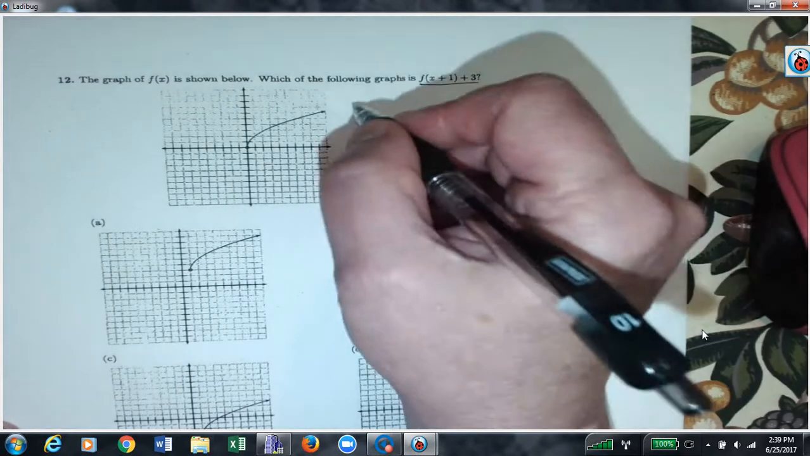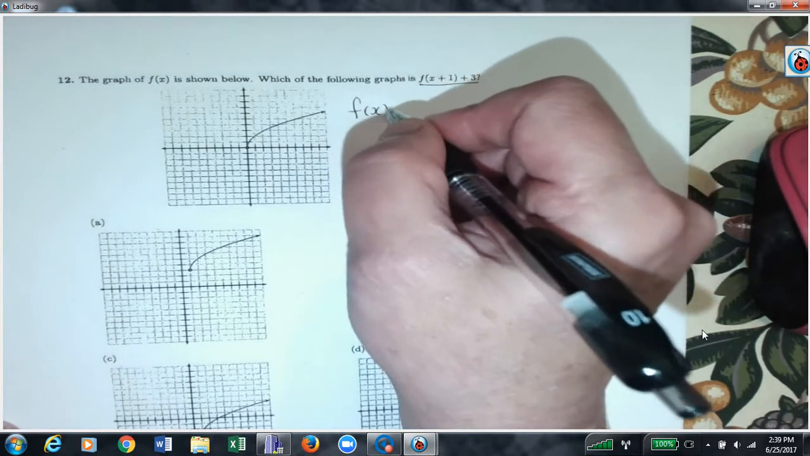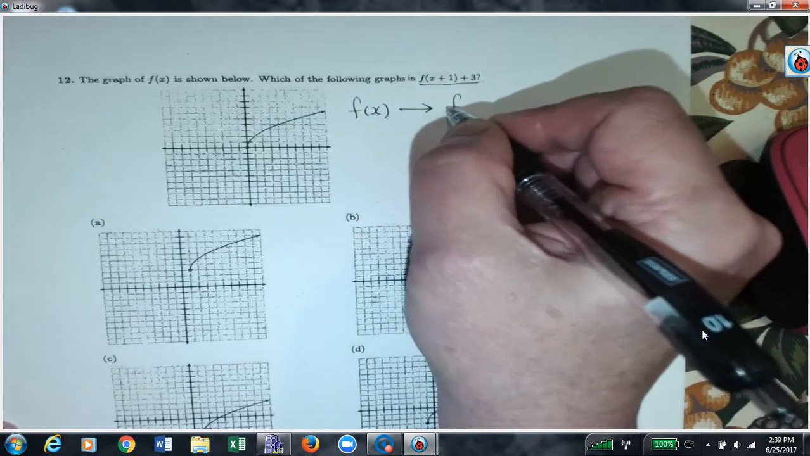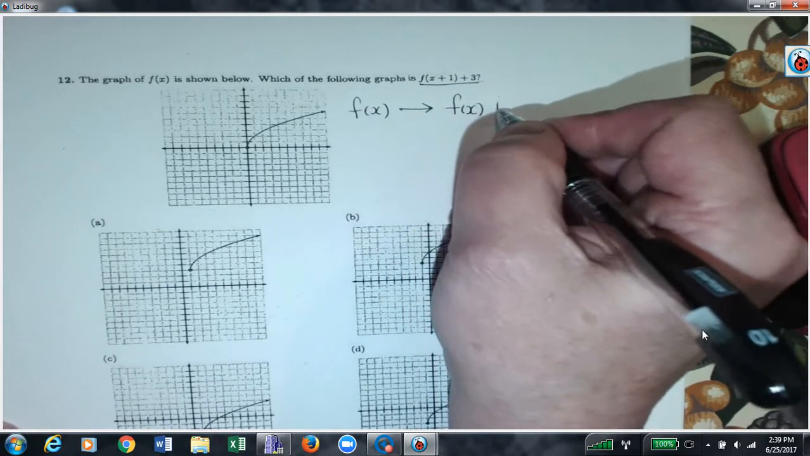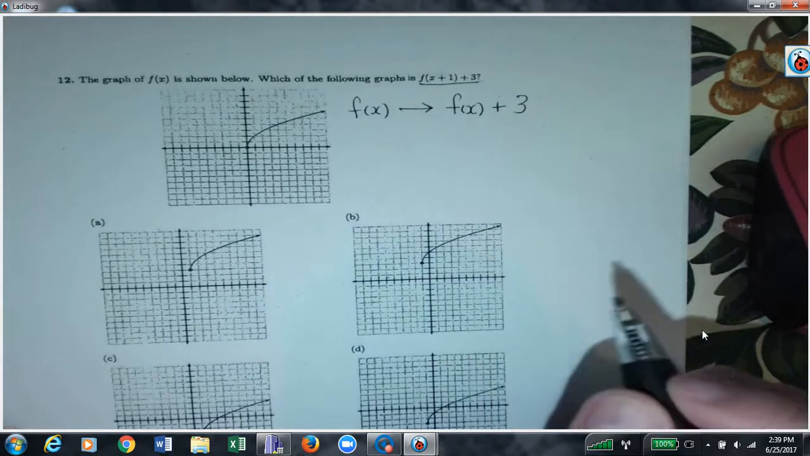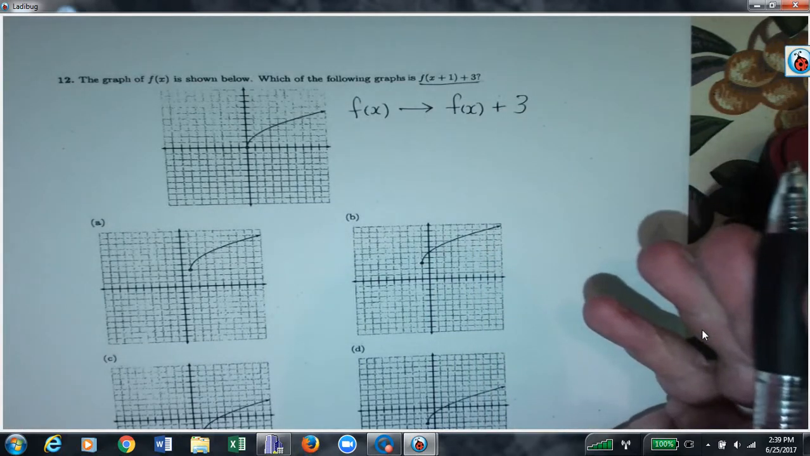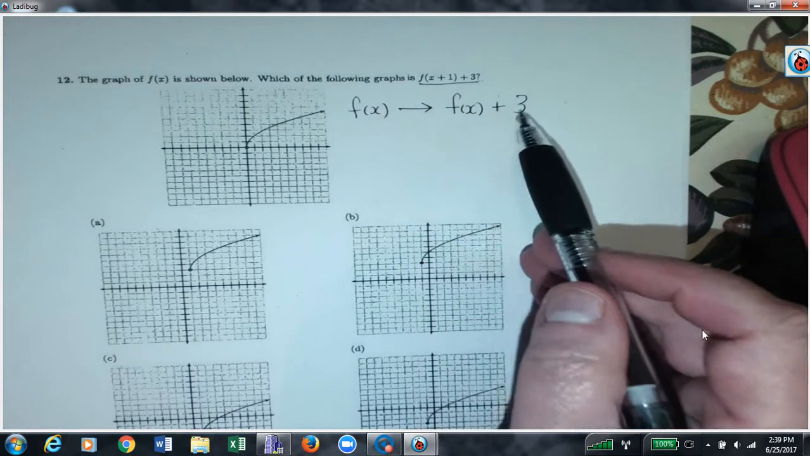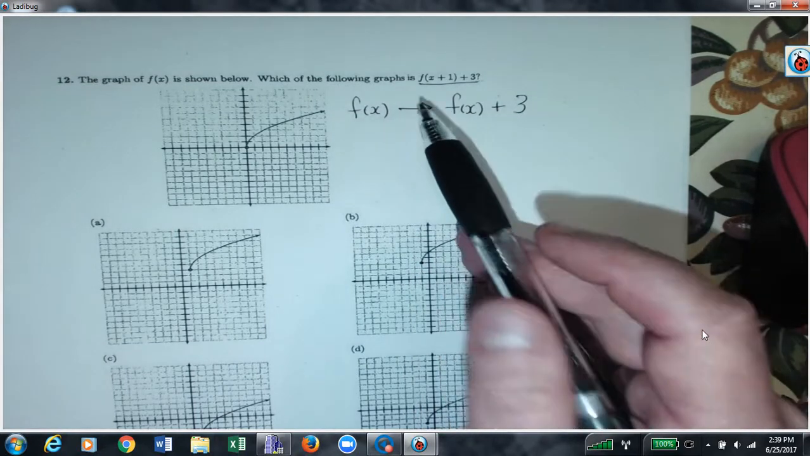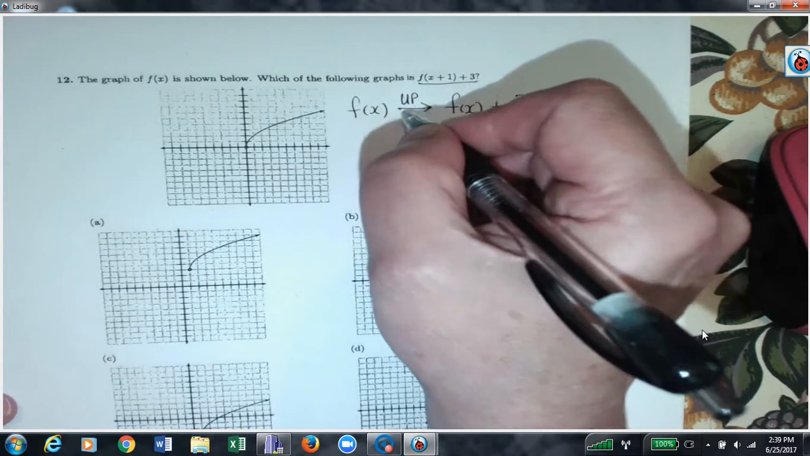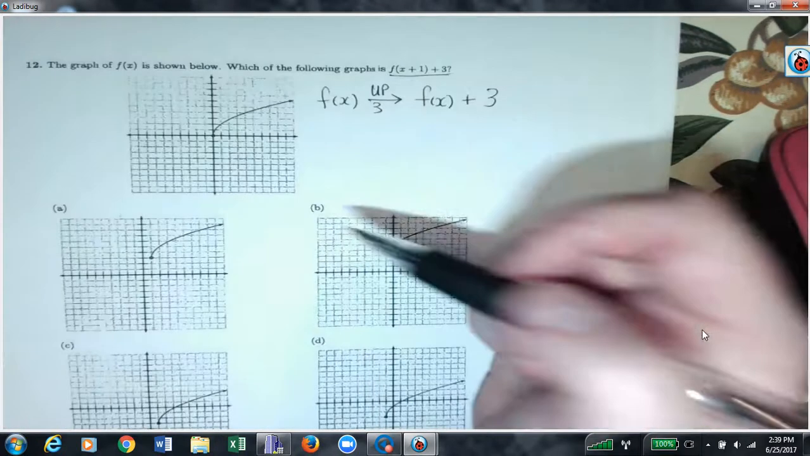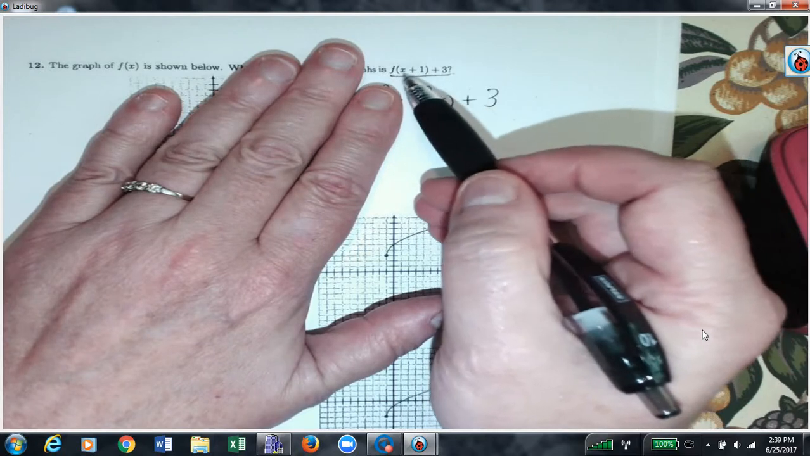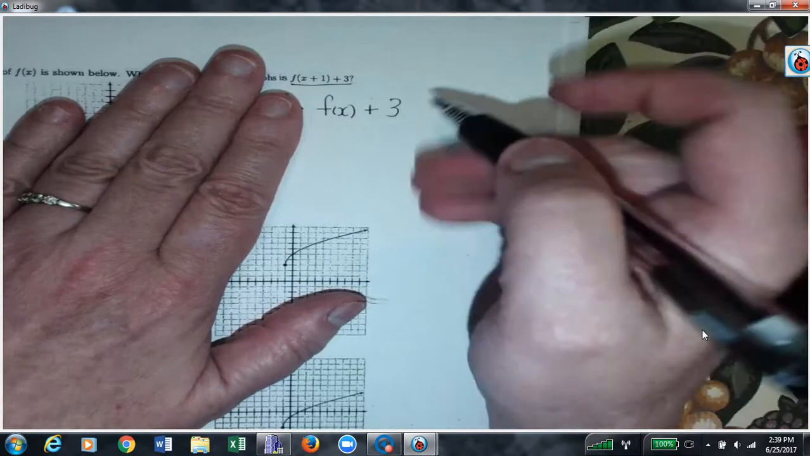So I want to start with the graph of f of x, and I want to get to this. Well, one change I could make would be to just tack on plus 3 to the end. And from our cheat sheet for transformations, what change do I get from going from here to just tacking on 3 at the end? We go up 3 units. Now, I'm no longer working with this. I'm working with this, and I'm trying to get it to look like that. What change do I make?